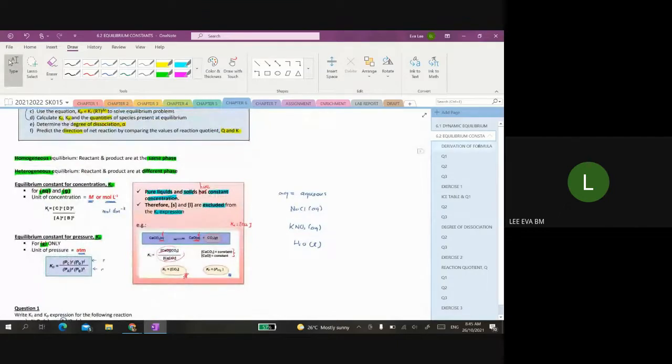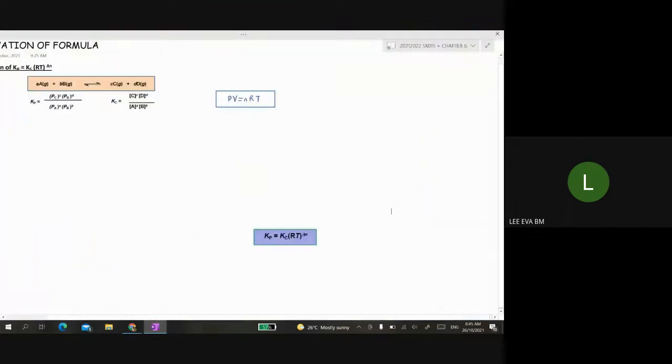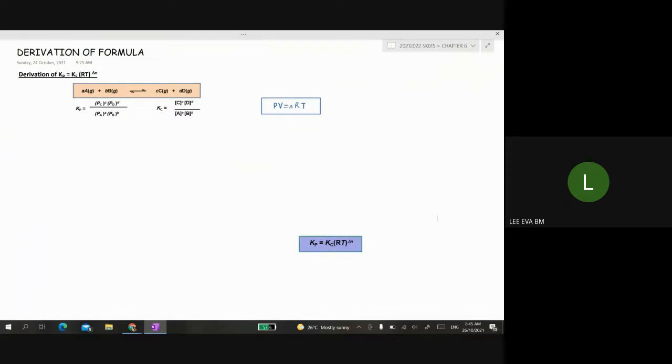And we go to our next page. In your notes, there is some blank space for you to write in. Okay, so derivations of formula. We refer to this formula: Kp equals Kc (RT) to the power of delta n. Formula ni memang fix, tapi awak kena belajar macam mana nak buat derivation.